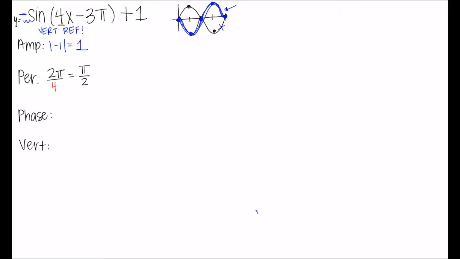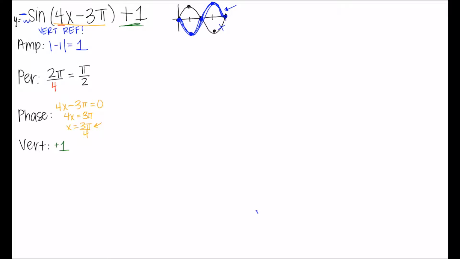Okay, our phase shift, we take the entire input, 4x minus 3 pi, and set it equal to 0. We add the 3 pi over, we divide by the 4. This means we're going to start our graph at 3 pi over 4 on the x's. Okay, and our vertical shift, last thing, is a +1 in the back, meaning that we're going to pick up the x-axis and move it up 1.